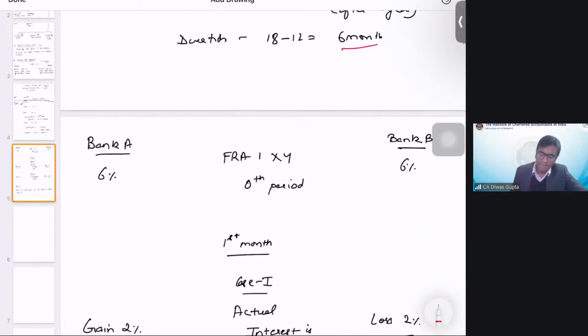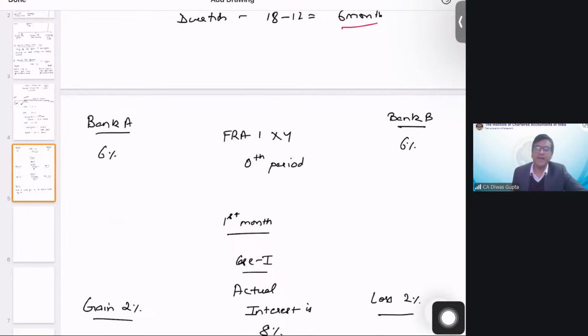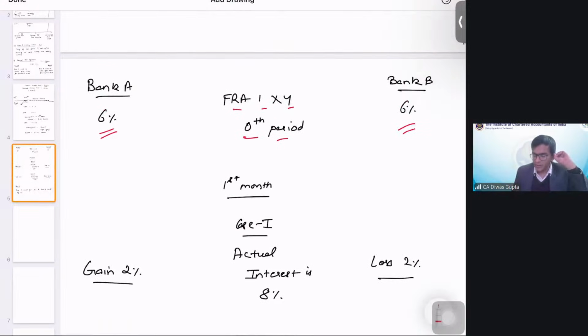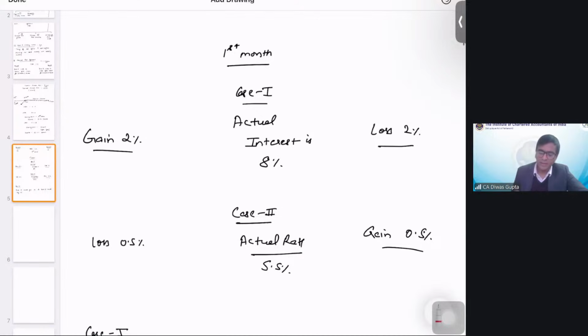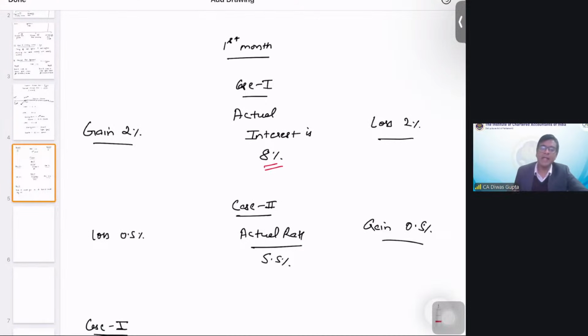Okay. Now let's come to the FRA conditions that they have entered into. Bank A has entered into a borrowing position. Yes, you're right, Saminathan, and you're right, Lavanya. Then Bank B has entered into the investing position, students. FRA 1 by 4 has been entered, right? After 1 month for 3 months. And we are talking about the 0th period here, which is the period in which they have entered the transaction. The first month, students, is when the actual interest is, let's say, 8%.